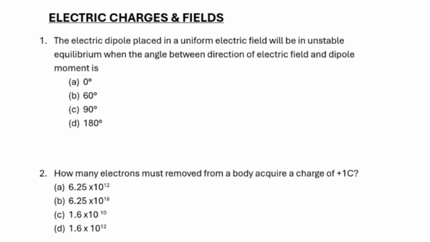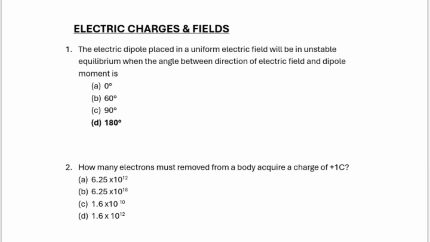Most important multiple choice questions from electric charges and fields. Question number 1. The electric dipole placed in a uniform electric field will be in unstable equilibrium when the angle between direction of electric field and dipole moment is option A 0 degree, option B 60 degree, option C 90 degree, option D 180 degree. The correct answer is 180 degree.